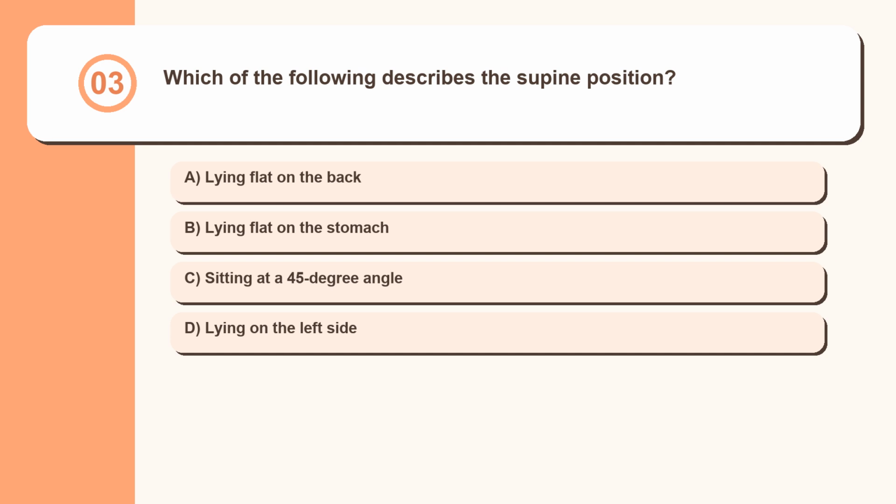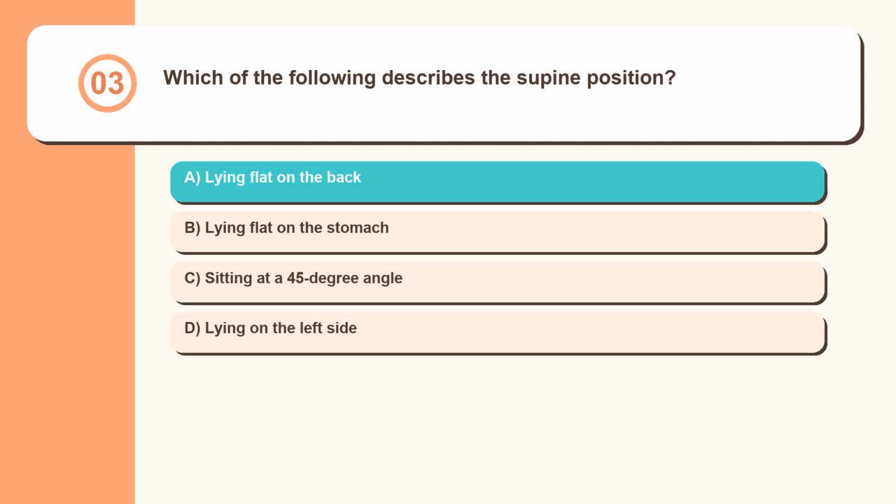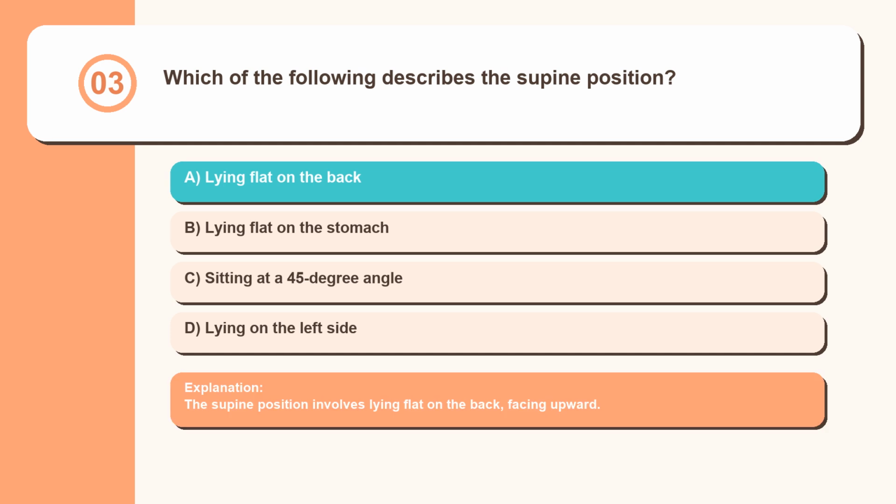Question 3. Which of the following describes the supine position? Lying flat on the back, lying flat on the stomach, sitting at a 45-degree angle, lying on the left side. The supine position involves lying flat on the back, facing upward.